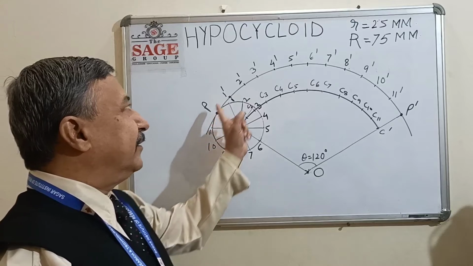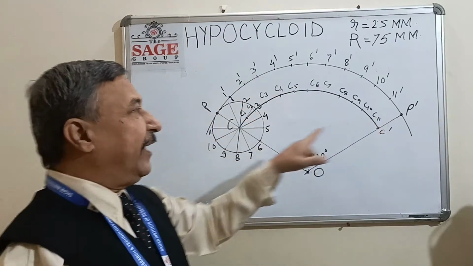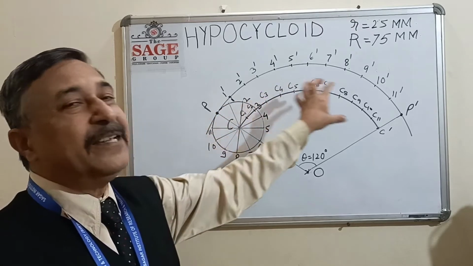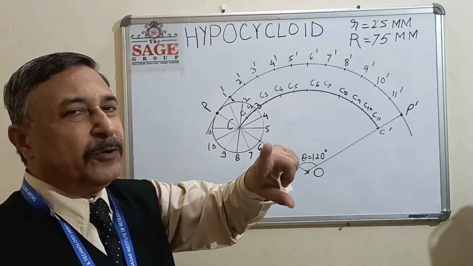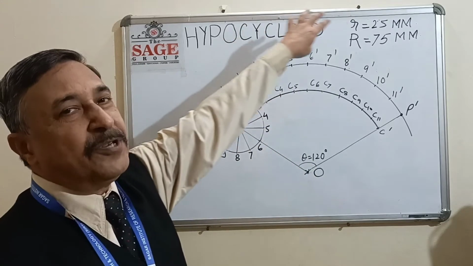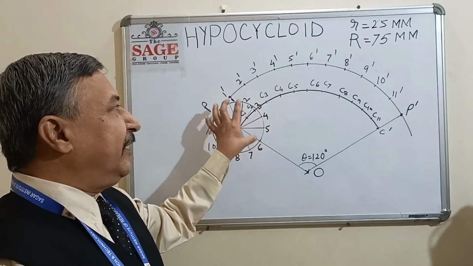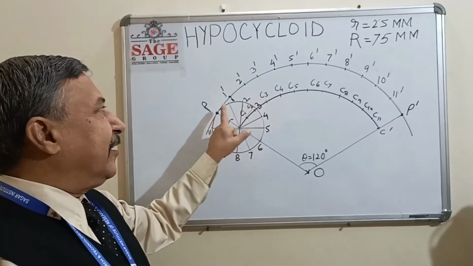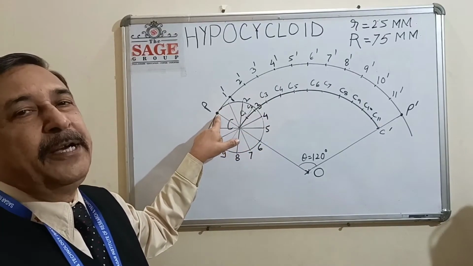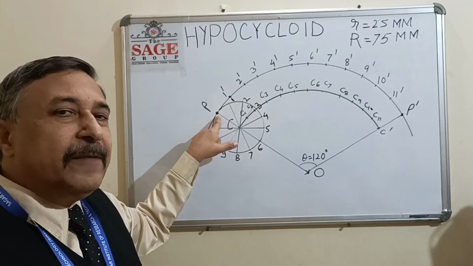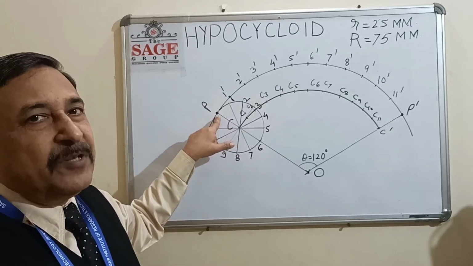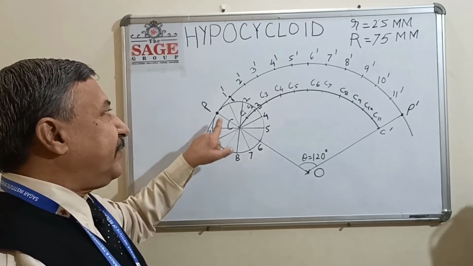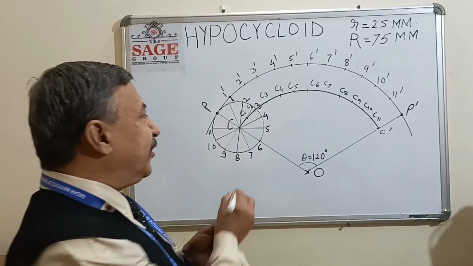Now see, suppose this is a curved path and a circle is rolling inside this circle. In epicycloid, if you remember, the circle is rolling outside. Now the circle is rolling inside. So if the circle is rolling inside, then the curve generated by a fixed point on the circumference of the rolling circle is called hypocycloid. So the difference is only outside and inside. Remember this thing.